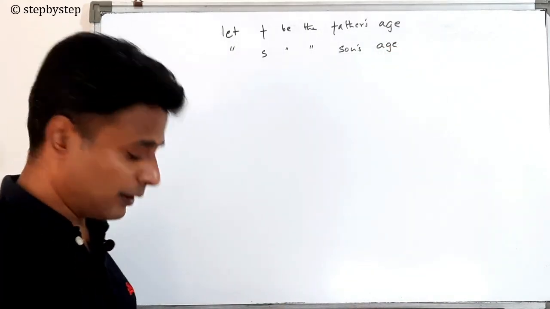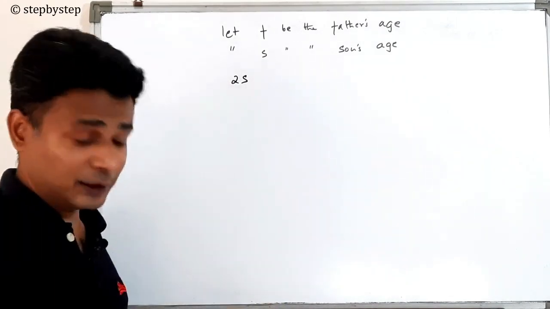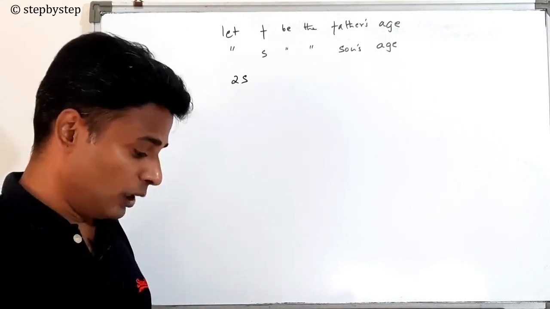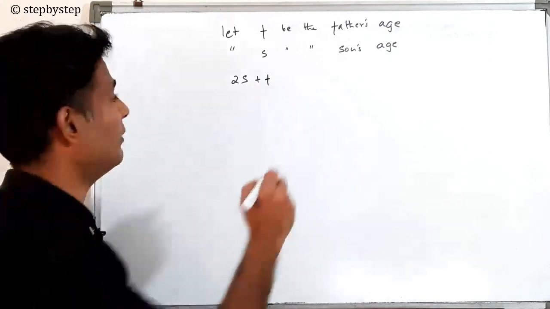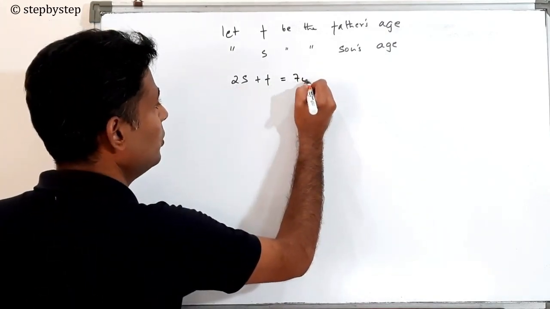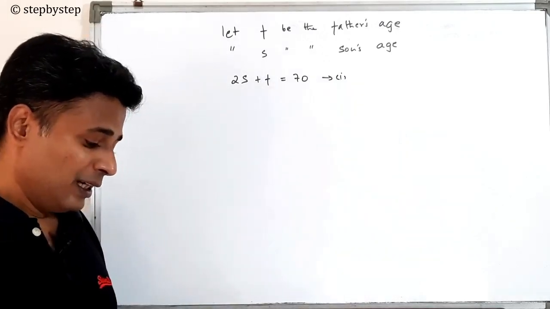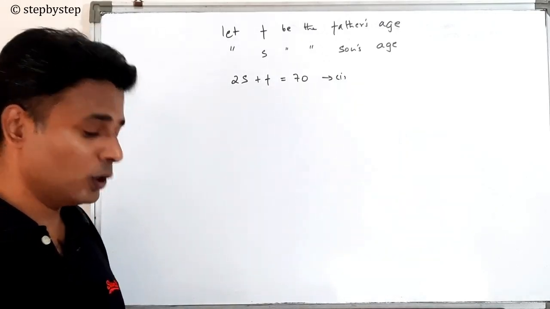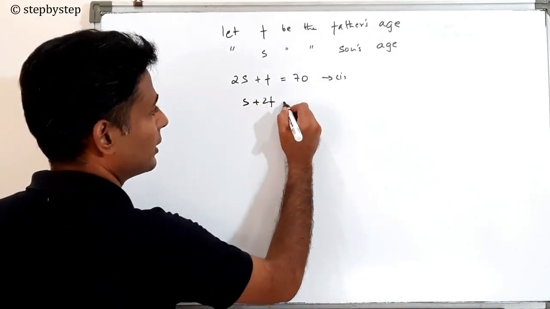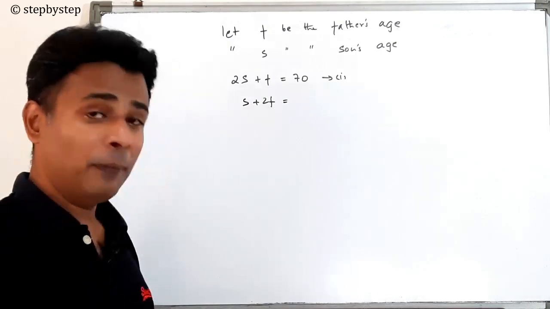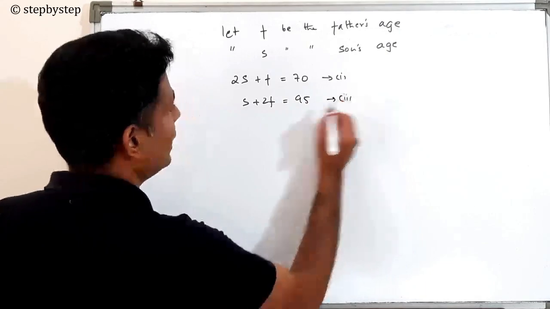Now what is the first thing they have given? If twice the son's age is added to the father's age, the sum is 70. So this is equal to 70. This is the first thing they gave us, right? Now what is the next? If twice the father's age is added to the son's age, we get the sum as 95. So we got our two equations.